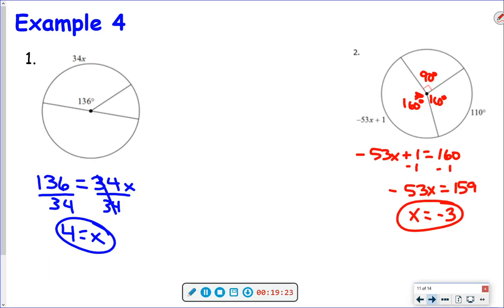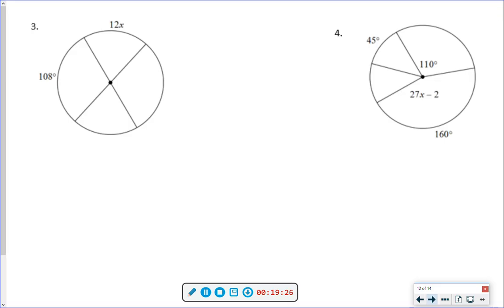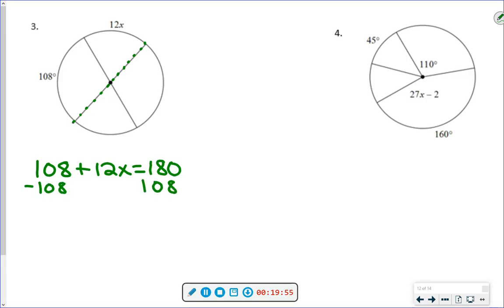All right, final 2. Same thing, we want to figure out what x is. I'm taking a look at this, I'm like, ooh, this one's nice because they gave you some diameters. Remember, diameters go through the middle. Semicircles. I'm going to split it and look at that one. So I've got this left half of the circle, or the top half of the circle kind of. So 108 and 12x make half a circle, which we know is 180. And of course, I'm going to solve it. Let's subtract 108. So 180 minus 108. I'm going to divide by 12. Final answer. Do you know 72 divided by 12? 6.